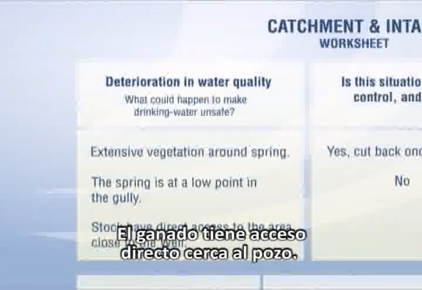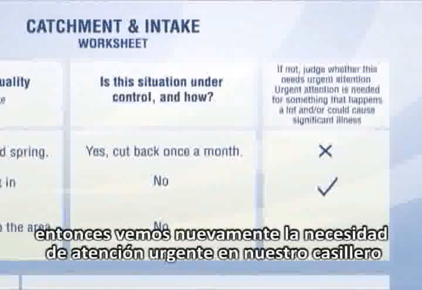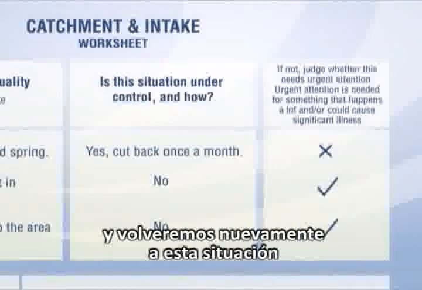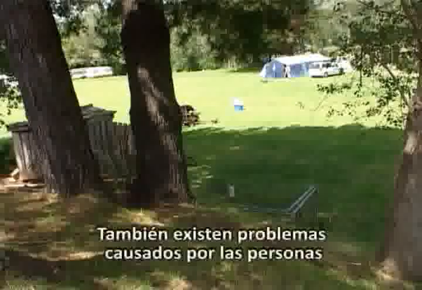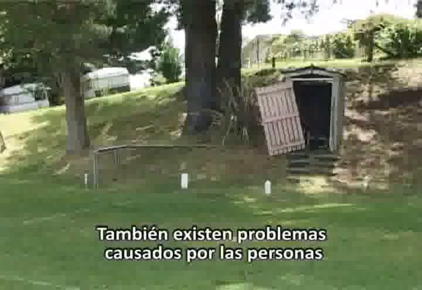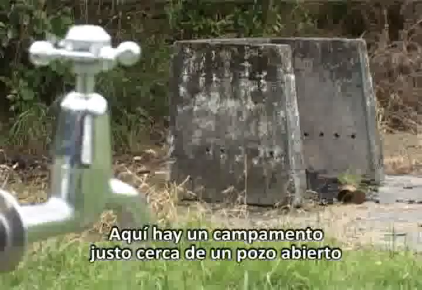Stock have direct access to the area close to the well. This issue is not under control, so we again tick the needs urgent attention box, and we will come back to this situation in our plan to manage the system. There are also people issues. Here there is a campsite right next to an open well.